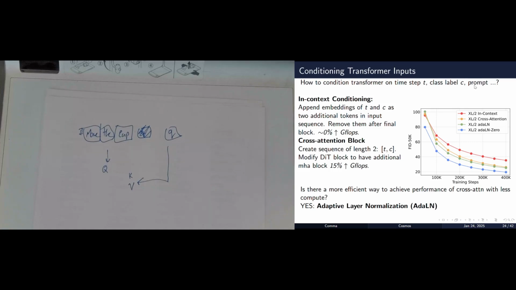And the question that DiT asks is, can we achieve the efficiency of in-context conditioning with the performance of cross-attention? And the answer is yes. They came up with adaptive layer normalization.